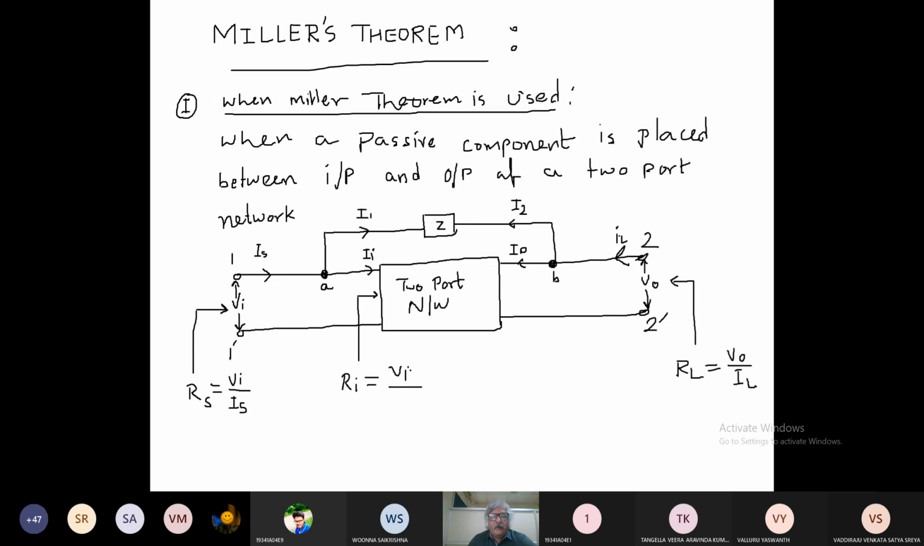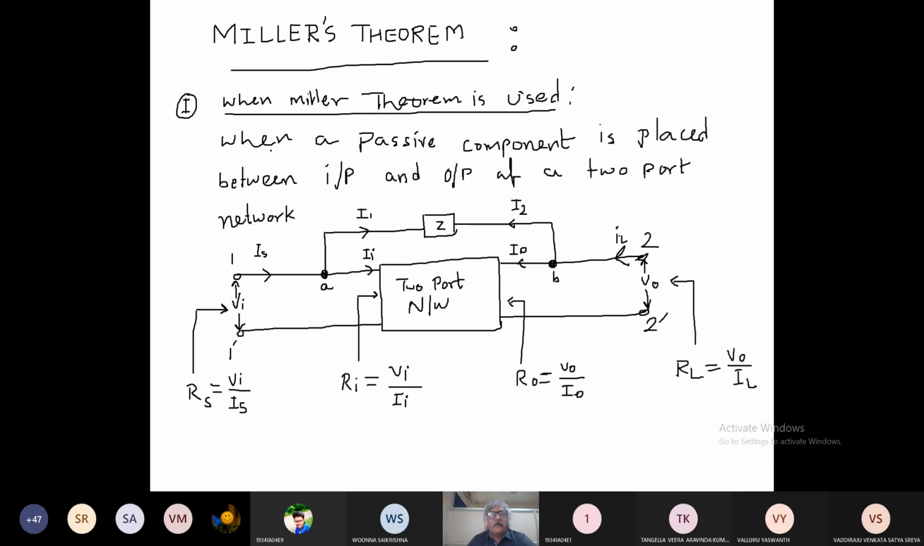So the input resistance here at the two port side, you will have Ri is equal to Vi by I, and here you have the output resistance R0 is equal to V0 by I0. Now you just see this passive component Z, how we have connected.